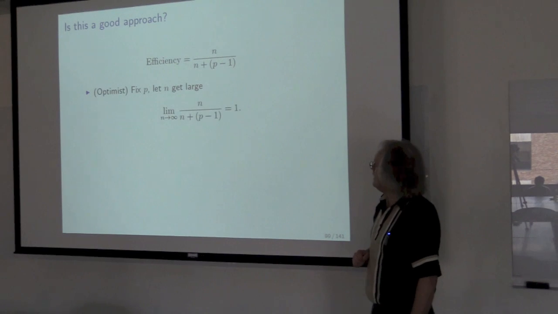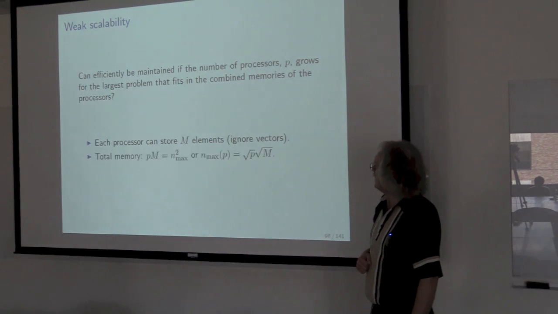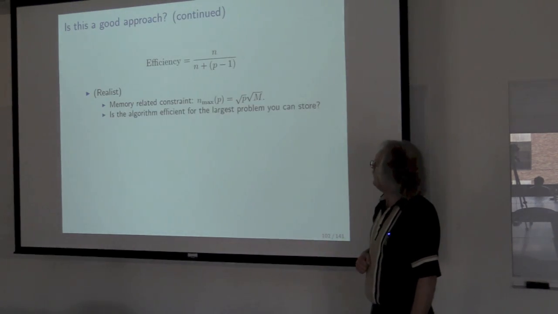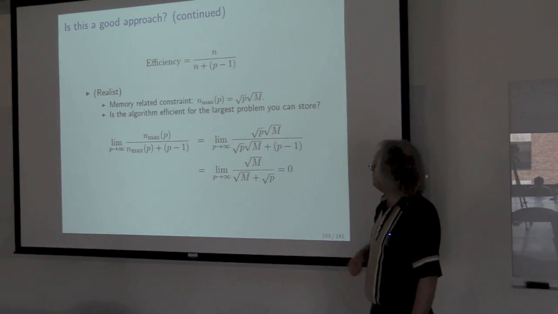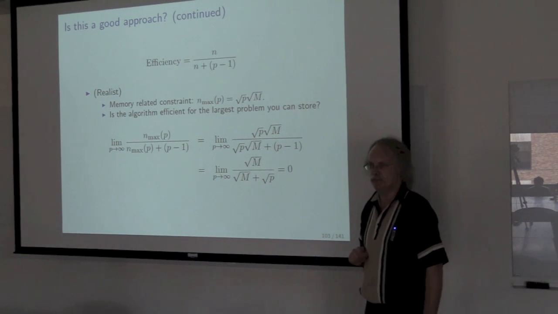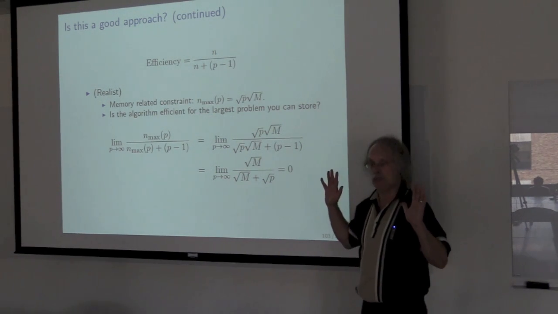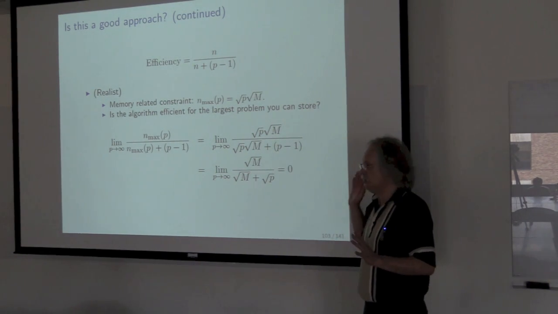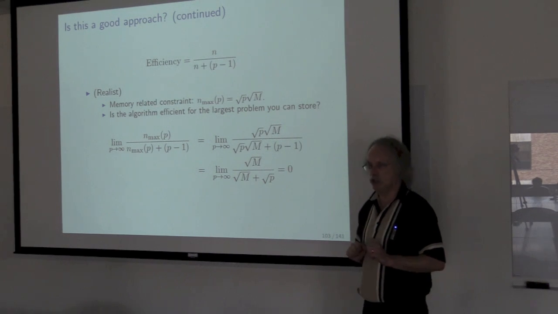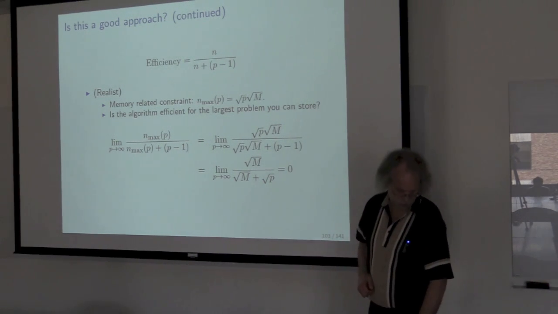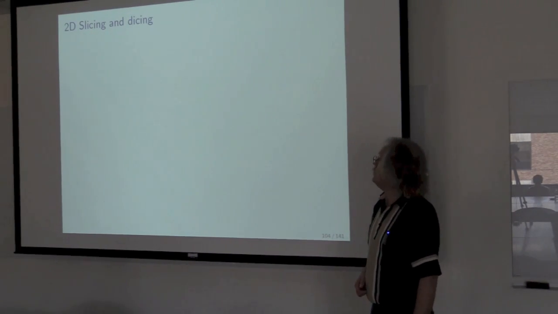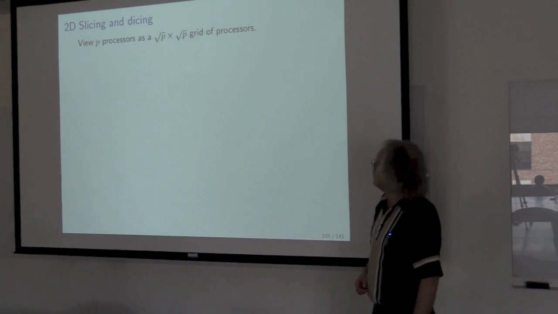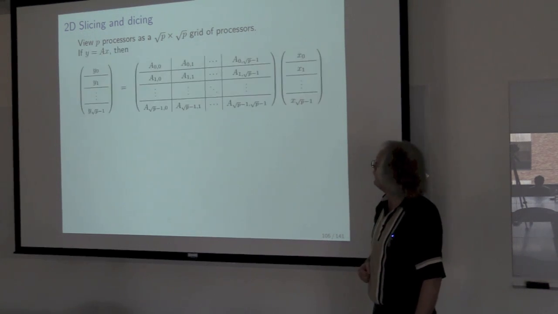So the bottom line is that the optimist says it's great, the pessimist says it's bad, and there's this scalability issue, and then the realist will say, well, it's still bad. Okay? So partitioning the matrix by columns is not good. Partitioning the matrix by rows is not good. What are we to do? Well, we also did 2D slicing and dicing, and that was in week, I think, 4, maybe 3.